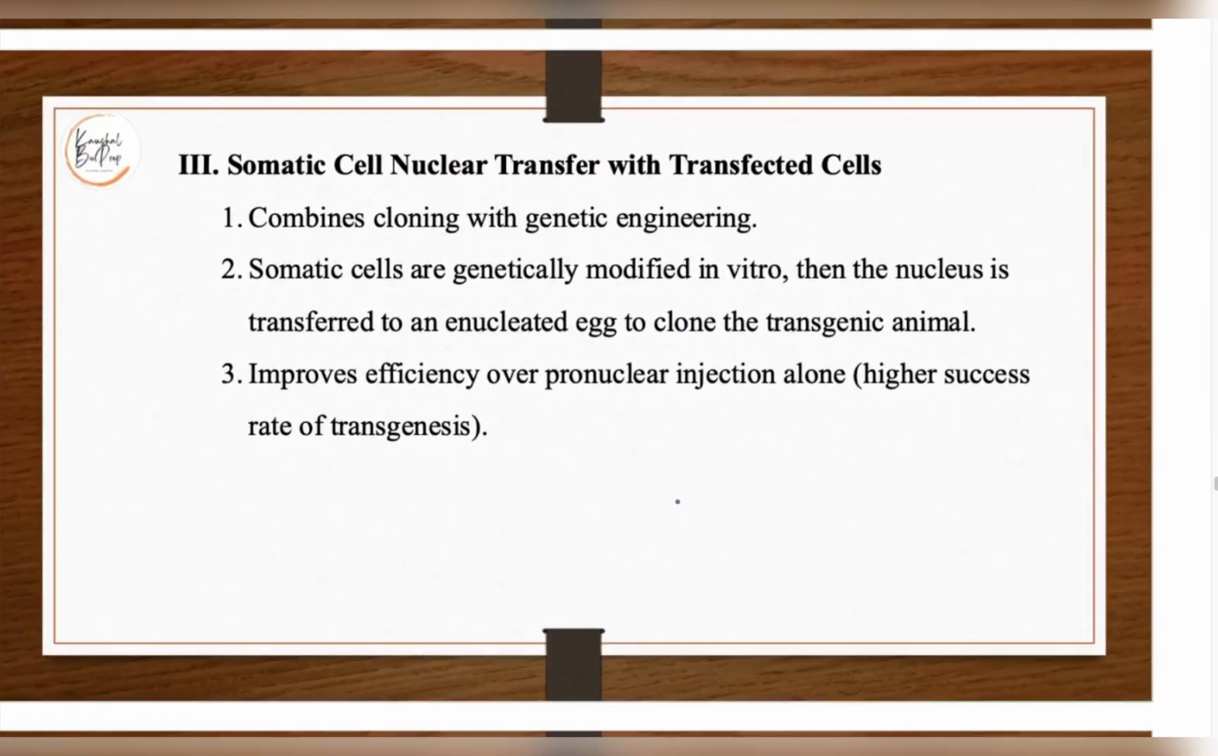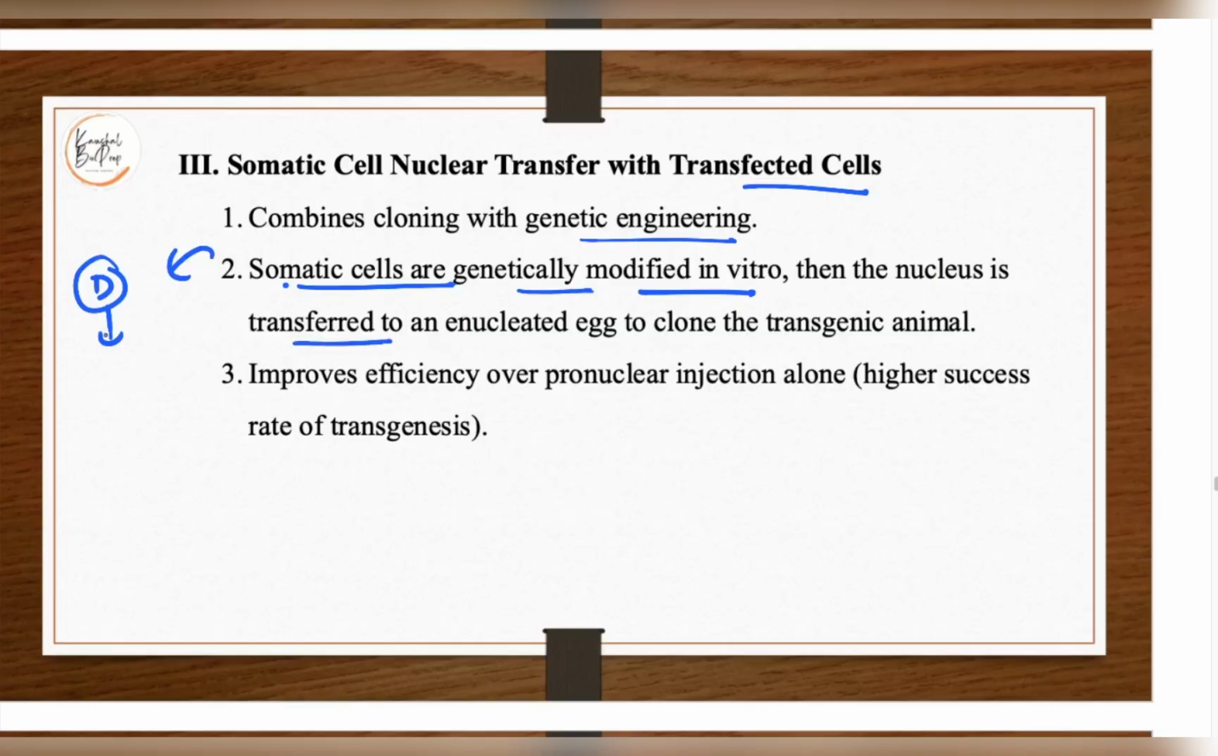Then there is somatic cell nuclear transfer with transfected cell. We have already read about somatic cell nuclear transfer, but with transfected cell, what is that? It combines cloning with genetic engineering. How do you do that? Somatic cells are genetically modified in vitro. So you first take out the somatic cell from the donor, right? And these somatic cells are now modified in vitro. Then the nucleus is transferred.